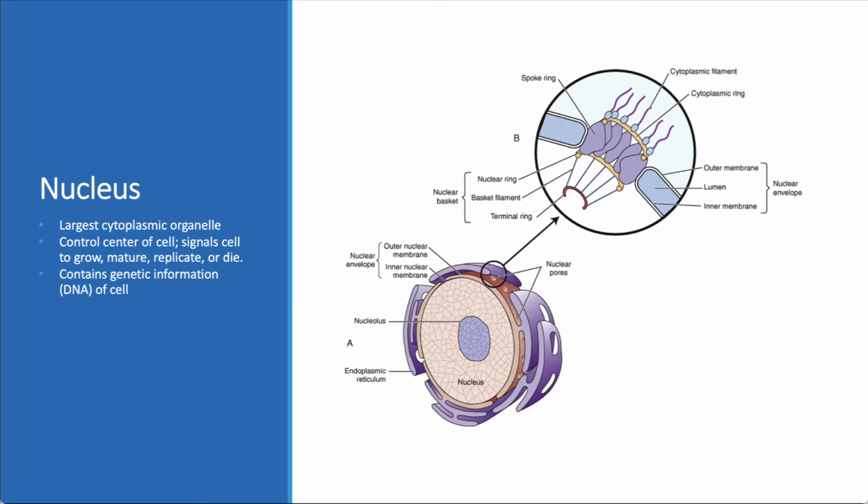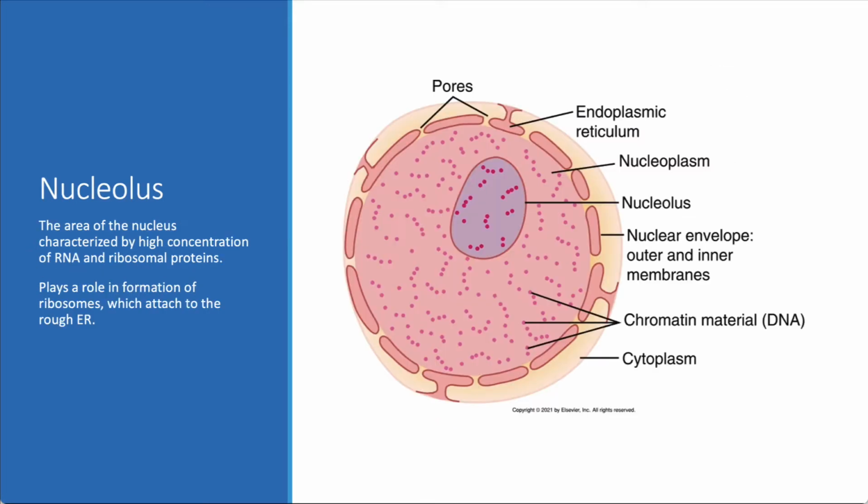Of course, the nucleus is the control center of the cell. It's the one that signals the cell when to do things, when to grow, when to mature, when to replicate, when to die, etc. It's also the location of the genetic information of the cell, that is the DNA.